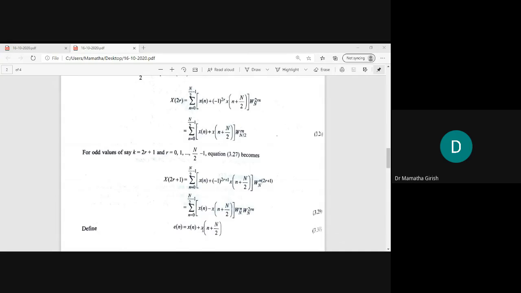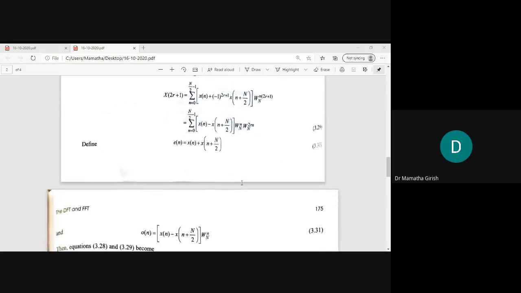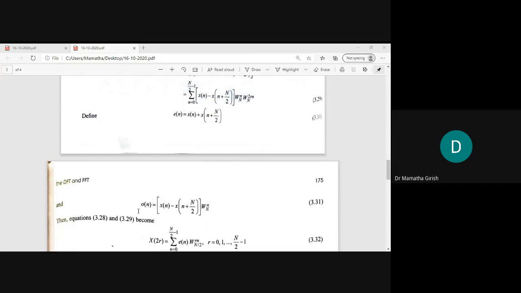What is E of n? X of n plus x of n plus n by 2. Next, coming to the odd index samples. What basically I want? The odd index representation in time domain. Please note that unlike the previous term for every index, there is one extra term. What is the term? W to base n to the power of small n. Accordingly, this is how we write. The odd index representation in time domain is given by x of n minus x of n plus n by 2, and this is an extra tag, that is W to base n to the power of n.